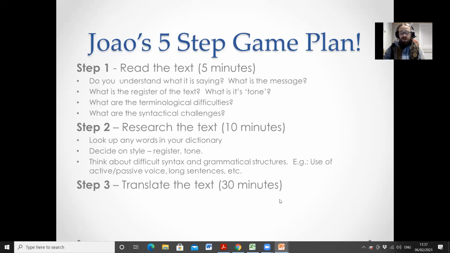So anyway, 15 minutes into the exam, you start translating the text. If you follow a game plan like this, you would have roughly 30 minutes to translate the text. And you're thinking, 30 minutes? That's not a lot. It's plenty. It's plenty to translate this type of text, especially if you've already researched the text and you've already been thinking about it. So it's just a question of now actually putting pen to paper and writing down the things that you've been thinking about.